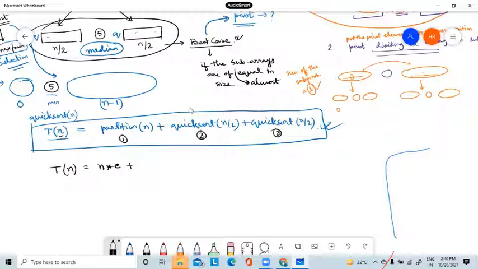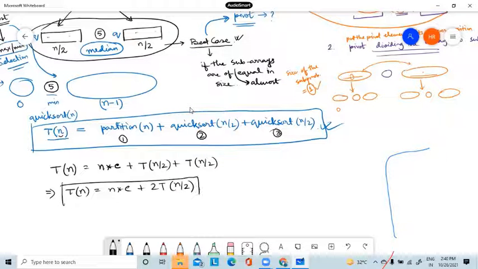if T of n is the time required to sort n number of elements, then what should be the time required to sort n by 2 elements? It is obviously T of n by 2. And this part again T of n by 2. So now I have an equation, a recurrence relation like this. So what I have to do? I have to solve this recurrence relation. So this is for best case.